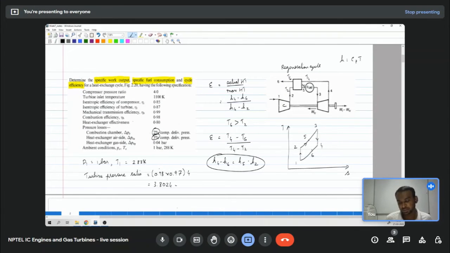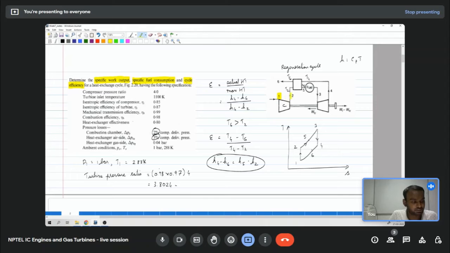We need to calculate specific work output, specific fuel consumption, and cycle efficiency of a heat exchange cycle. The cycle schematic diagram is given within the problem itself. Point 1 denotes the inlet condition for the compressor, given as 1 bar and 288 Kelvin. After the compressor, the isentropic efficiency is given as 0.85, and state 2 is the outlet state of the compressor.